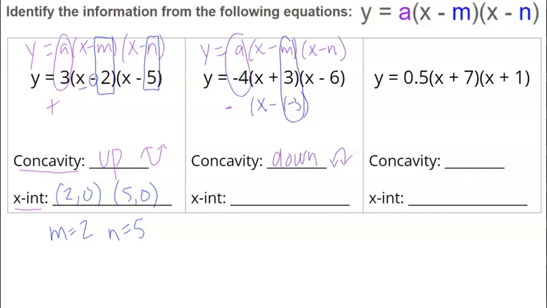So remember, it's that opposite thinking. When it's minus, we take the positive. When it's plus, we take the negative. So our m value would be -3. And in our second parenthesis, there is a minus sign, so it just stays positive. So n is +6. We write that as coordinate points: (-3, 0) and (6, 0). I'd like you to try this last one on your own, and then you can play the video to check your work.